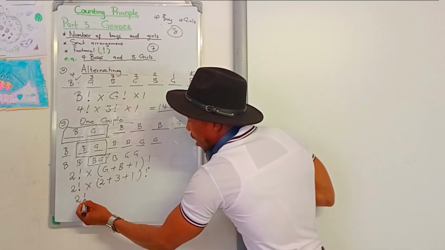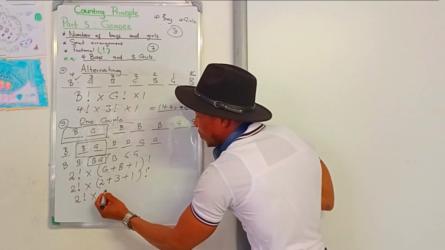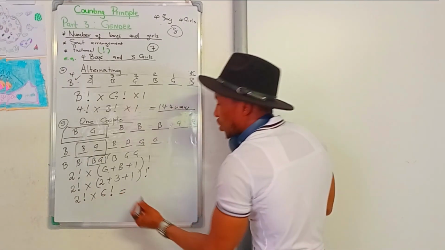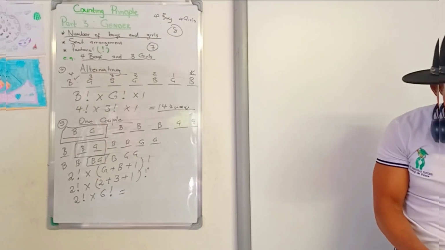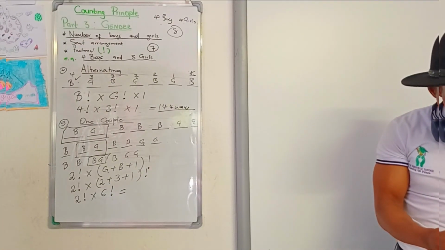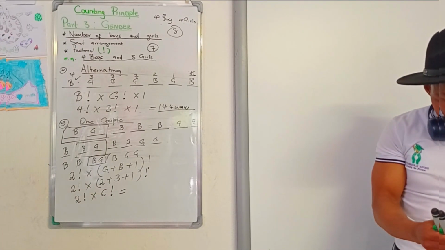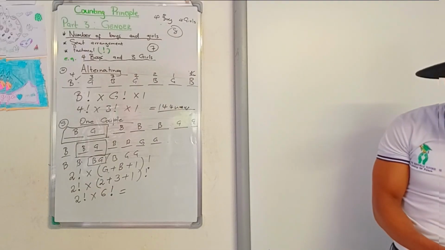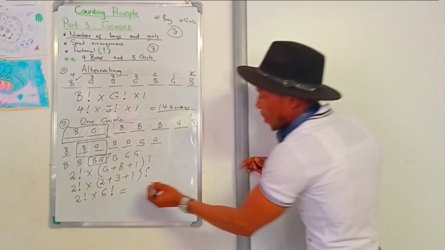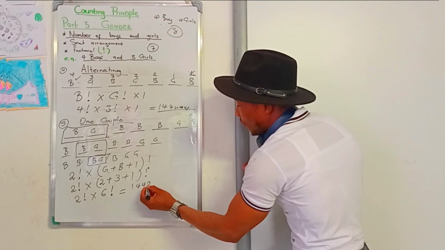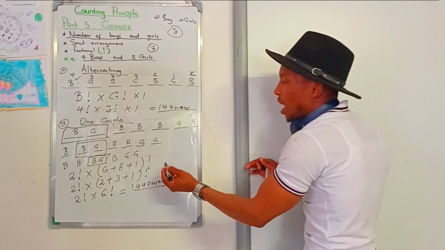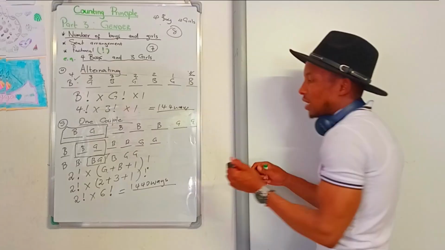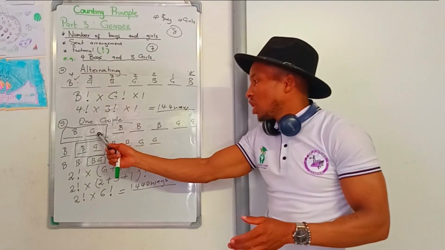Therefore, we have 2 factorial times what? 6 factorial, which is going to give you what? 2 factorial times 6 factorial. The answer is 1,440. 1,440 ways. Okay.